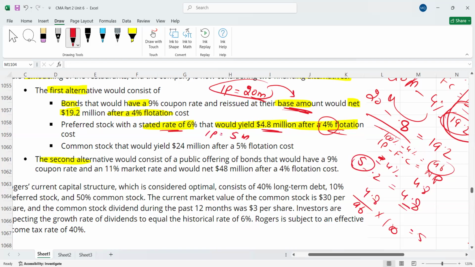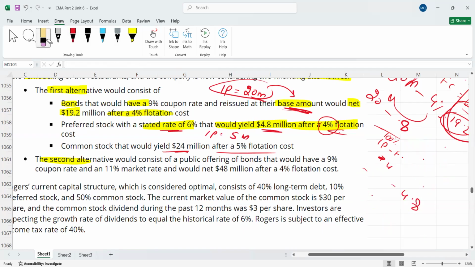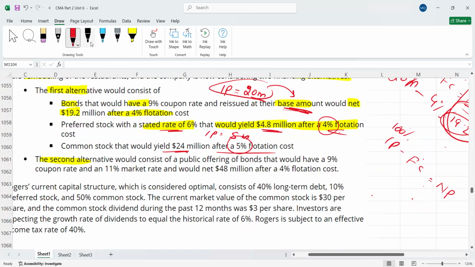Then common stock that would yield 24 million after 5% flotation cost. Can you guys just gross up this value also? We can gross up this value also. Again, it is after issuance cost. We'll write the equation: issue price minus flotation cost equals net proceed. If this is 100% and now flotation cost is 5%, equals net proceed should be 95. And net proceed is given as 24 million, right? Okay, 24 million is given. So we can gross up.